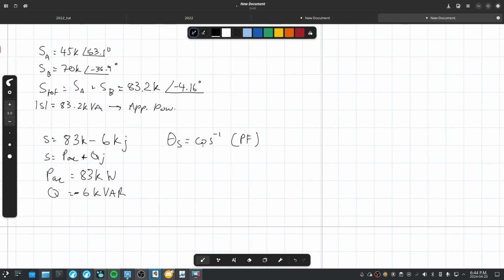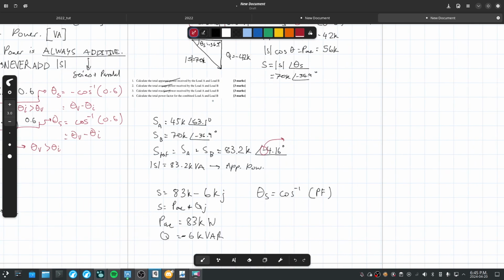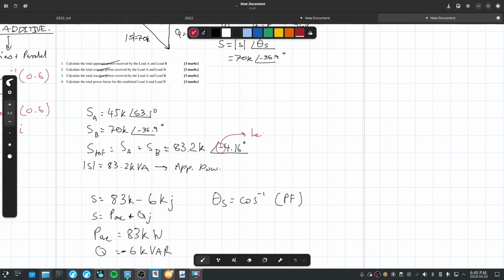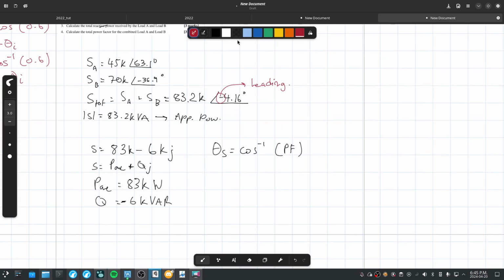Theta S is equal to cosine inverse of pf. Now, our angle is negative, which means that we are leading. We are leading, yes. So this is going to have to be negative. And now this is just algebra.